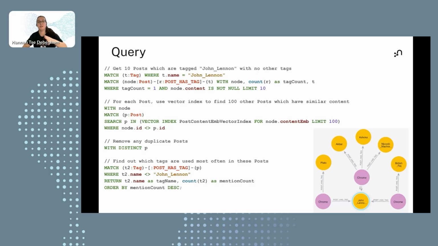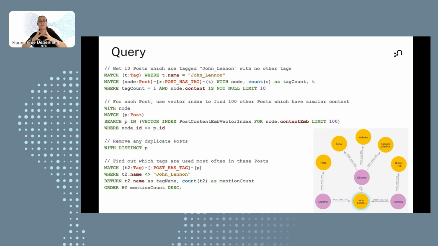In the bottom right, you can see a subset of the graph with post tags and the post has tag relationship, which are the nodes and relationships I am using in this query. Without using the vector search, it would be easy to find tags that co-occur with the John Lennon tag. But with this query in particular, we'll be able to find posts that are implicitly similar from their content rather than just from the graph structure.